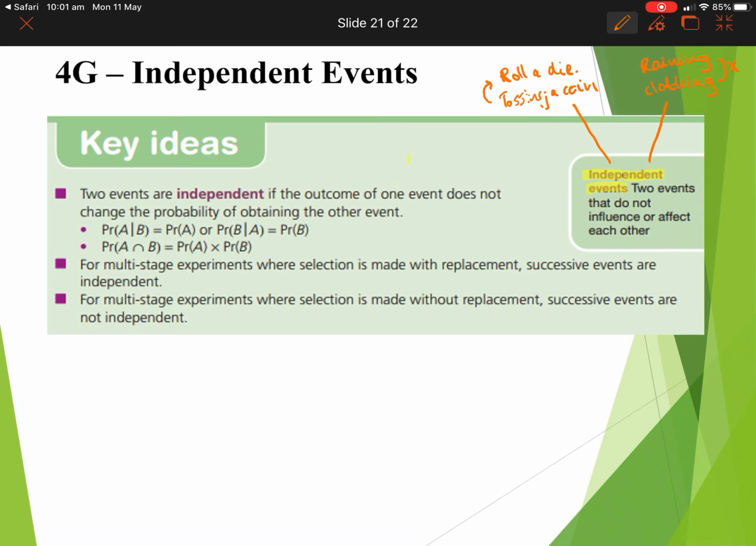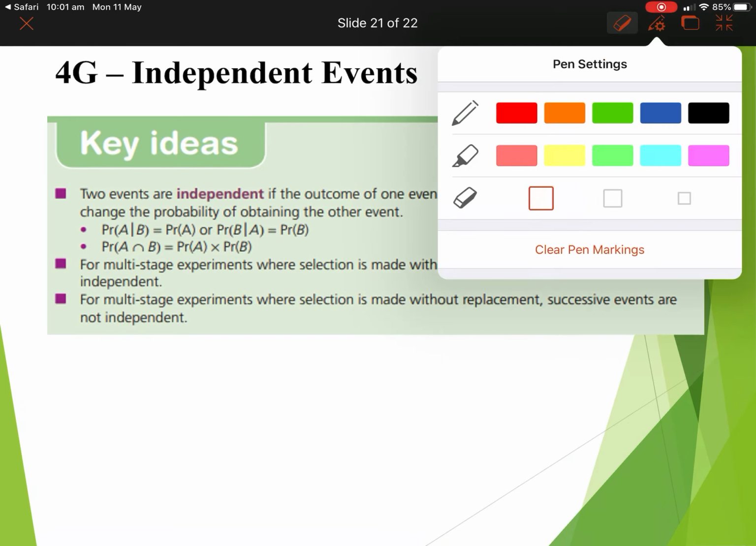Whereas these two, rolling a die or tossing a coin, are independent. It doesn't matter what happens, it's not going to affect the probability. That looks very messy, let's just try that again. Cool. Okay, so hopefully that makes sense to you.